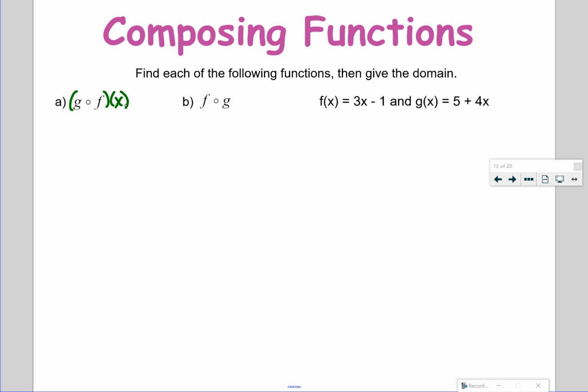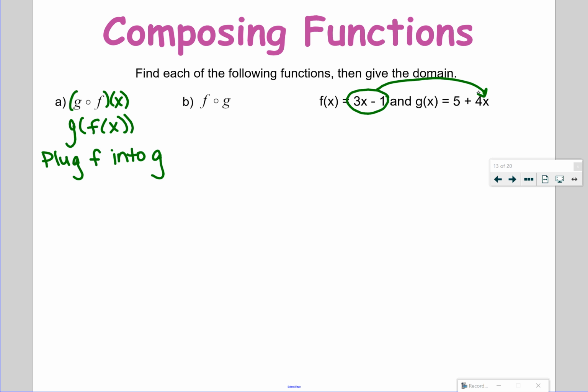All right, so starting with g of f of x, that means, I can write it like this, g of f of x, and I can say in words it means plug f into g. So what that's going to look like is we're going to take whatever function f is equal to, and we're going to plug it into function g wherever we see a variable. So we're going to take the variable out and replace it with 3x minus 1. That looks like 5 plus 4 times 3x minus 1.